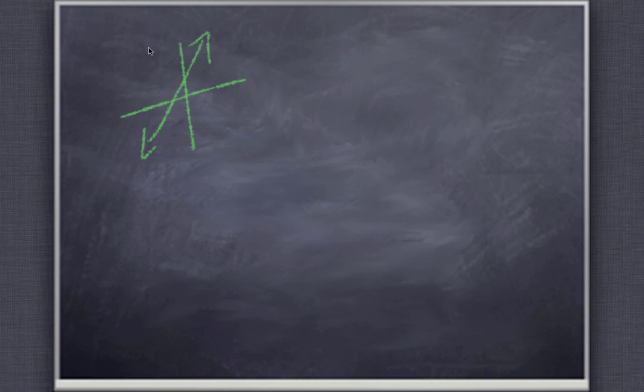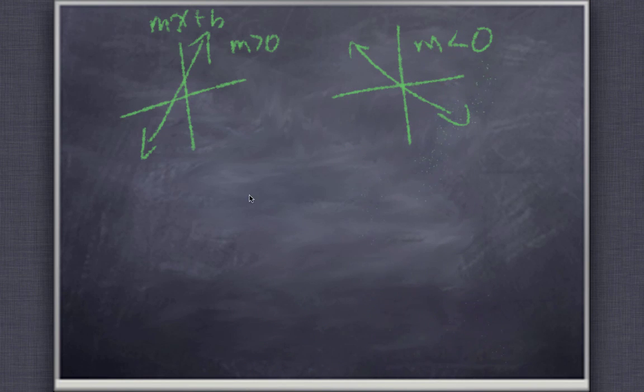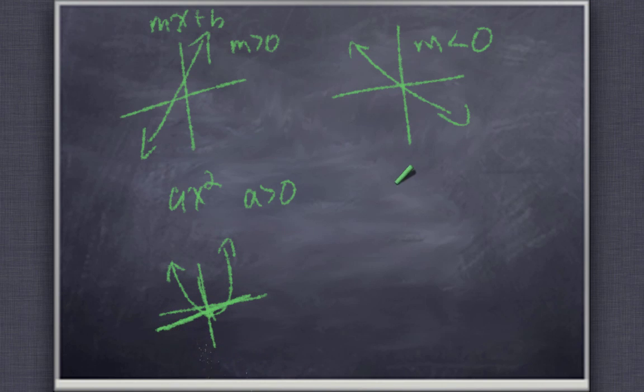This is a positive slope, so if I have mx plus b, m is positive, m is negative. If I have ax squared with a positive, it opens up. I really should have gone across the axes there. Ax squared, if a is negative, this is all you need to remember really to figure out end behavior.